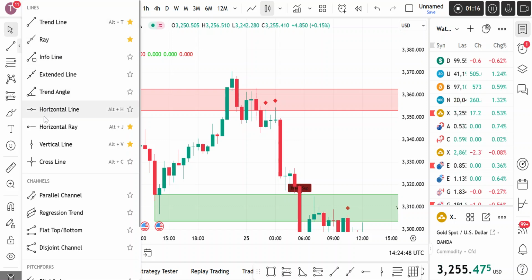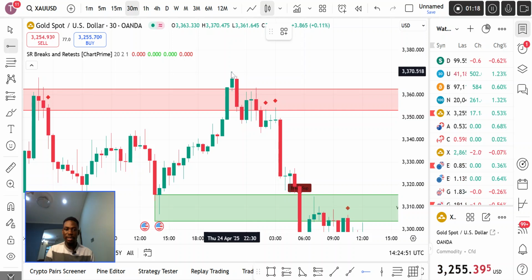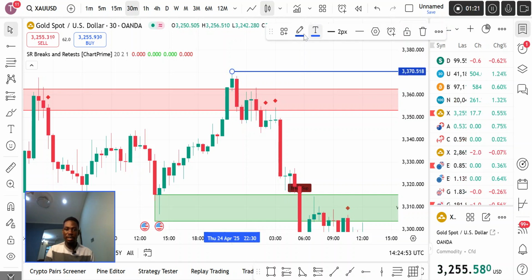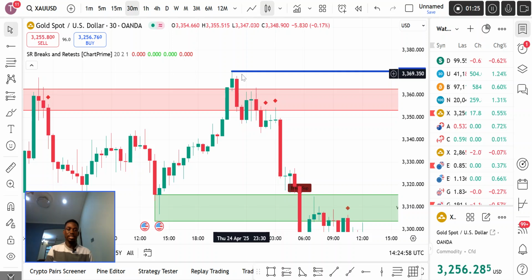So I'll just mark that zone. Let me mark it here. This was the resistance zone. Let me make it deep so that you know that's good. So this is my resistance zone.